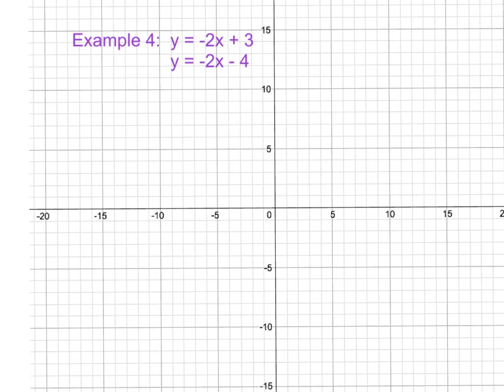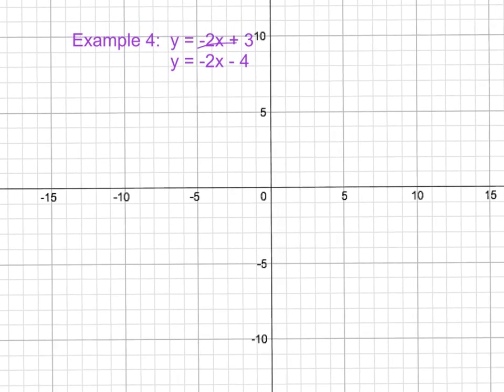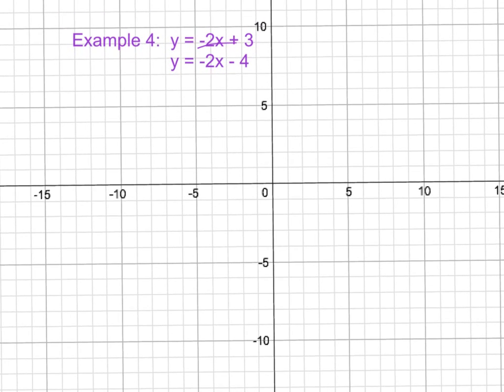For example 4, we are going to graph the two equations. I'm going to make the first one purple, and that is -2x plus 3. I'm going to identify my y-intercept as +3, so I'm going to plot my point. And then my slope is -2, so I'm going to go down 2 units over 1 to the right. And I'm going to do a couple of points and draw my line.